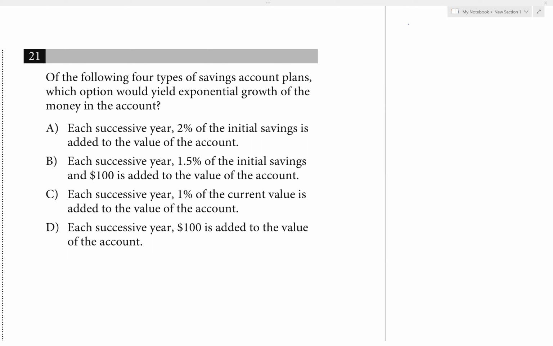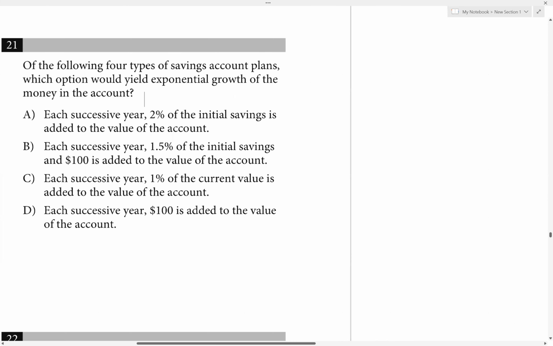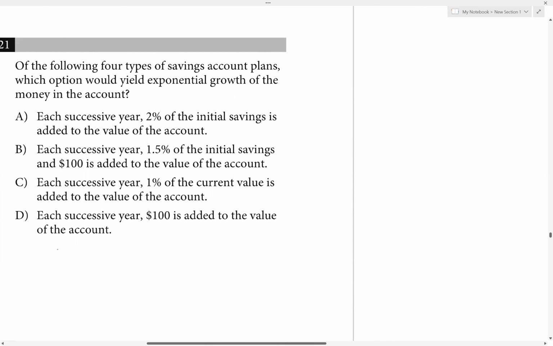Okay, so we want exponential growth. So I have to differentiate the difference between linear growth versus exponential. If you have linear growth, it's always adding the same number. Okay, so linear growth is when we add the same number. And if we graph it, it'll be a straight line, increasing like a straight line.